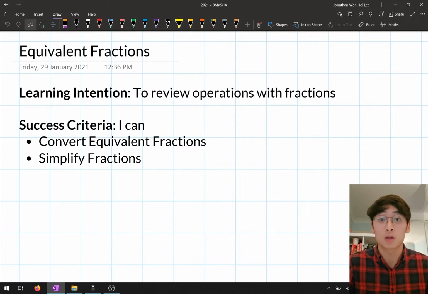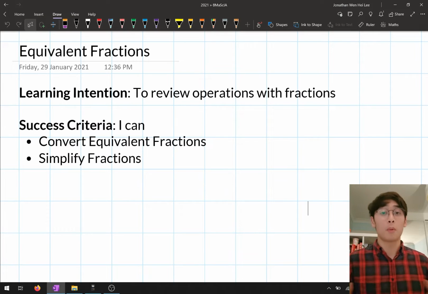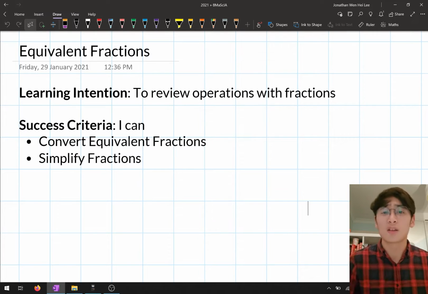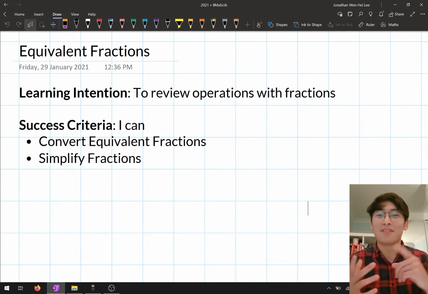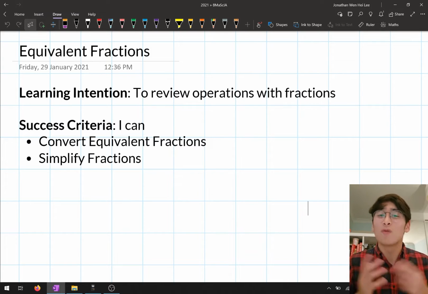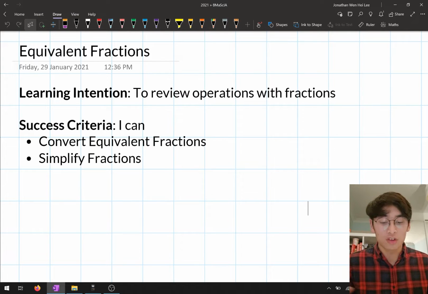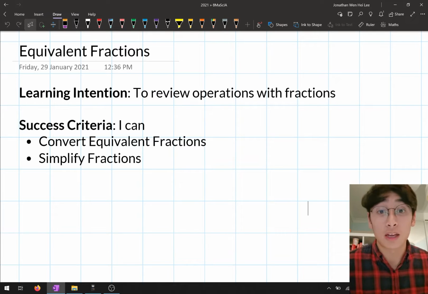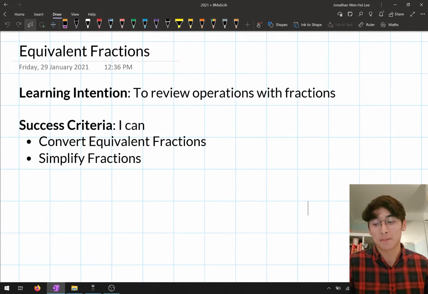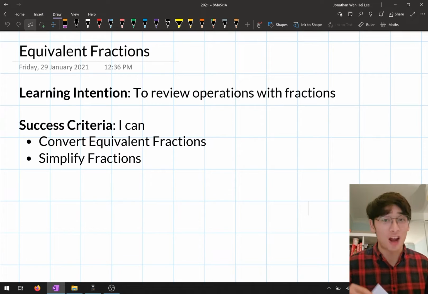In today's lesson, we're going to be talking about equivalent fractions. What we want to be able to do by the end of this lesson is two things. If you have a look on the screen, convert equivalent fractions and also simplify fractions. Those are the two things we're going to do in today's lesson. So let's talk about fractions today.